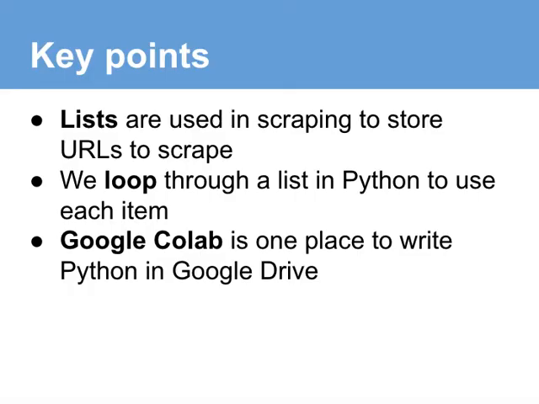But the key points to sum up from this presentation are these. First of all, I just want you to be aware of the concept of lists and how they are used in scraping to store a list of URLs that you need to scrape. Secondly, the fact that we use lists by looping through the items in that list in Python or indeed in other programming languages. And as we go through that list, as we loop through it, then we use each item with some separate code, some scraping code that we'll come onto.